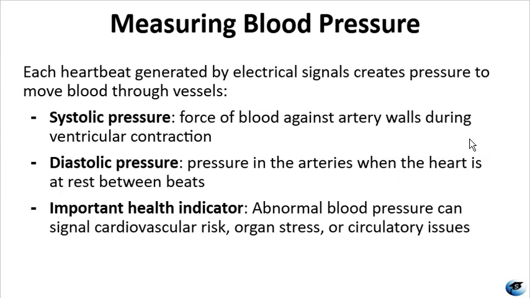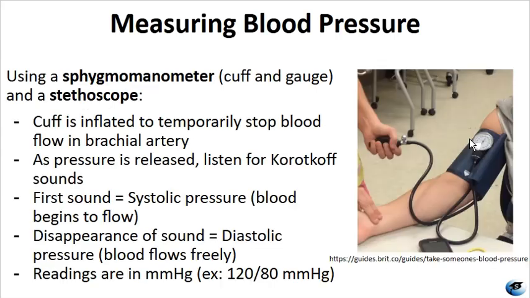Monitoring blood pressure is important because abnormal values can indicate potential risks to cardiovascular health, put stress on organs, and suggest problems with circulation. Let's walk through how to measure blood pressure using a sphygmomanometer and stethoscope. First, the cuff is wrapped around the upper arm and inflated enough to temporarily stop blood flow into the brachial artery. Then, as the cuff pressure is slowly released, you listen carefully with a stethoscope for Korotkoff sounds. Korotkoff sounds are the sounds of blood beginning to flow again.